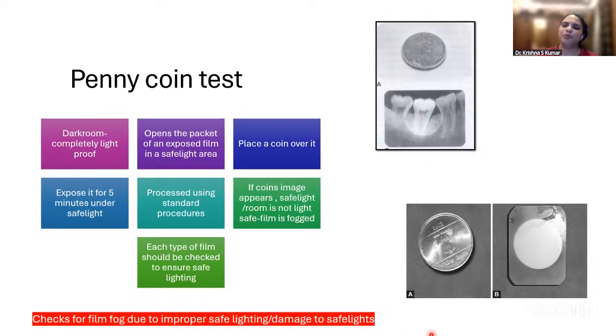Then you have to place a coin over that film, and it has to be kept there, exposing it for 5 minutes under safe light, and then you have to process it. If the coin image appears on the exposed film or an unexposed film, that means that the safe light or the room is not light safe and the film is fogged. So not only IOPAR, you have to check each type of film to check for safe lighting.